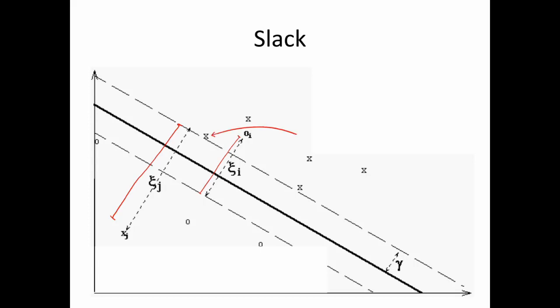And all these points are on the right side, so they have 0 slack. And so are these. And if we had a point here, even though it's on the correct side of the boundary, we still have a non-zero slack.